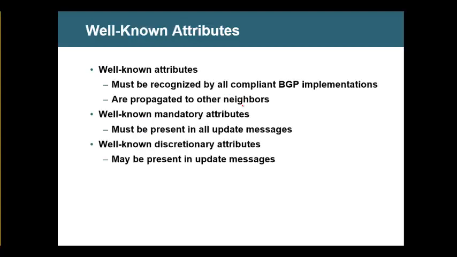We know what is well-known. It must be seen on every BGP implemented device. They are propagated to neighbors. And if it is mandatory to be seen on every update, those well-known attributes are called well-known mandatory, meaning must be present. If you have a well-known attribute which may be present, may not be, then they are discretionary.